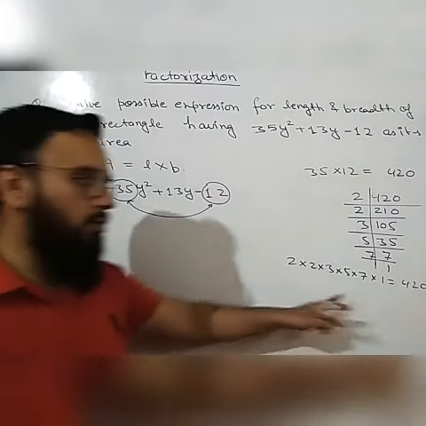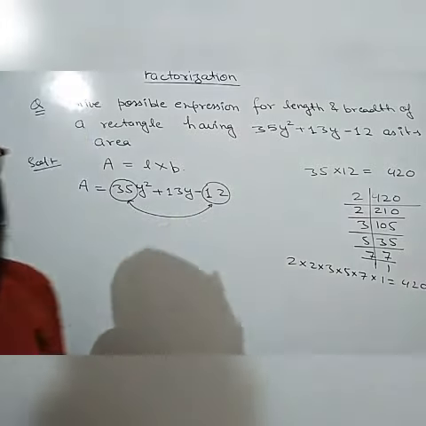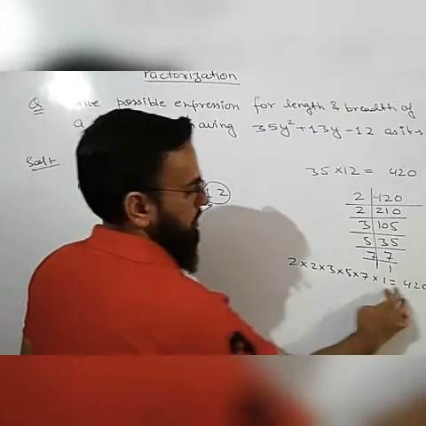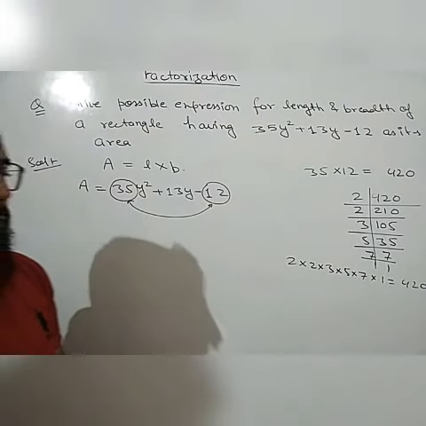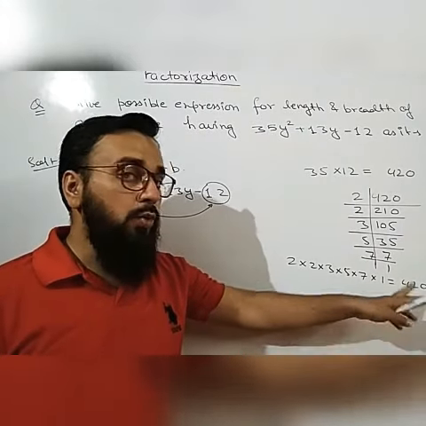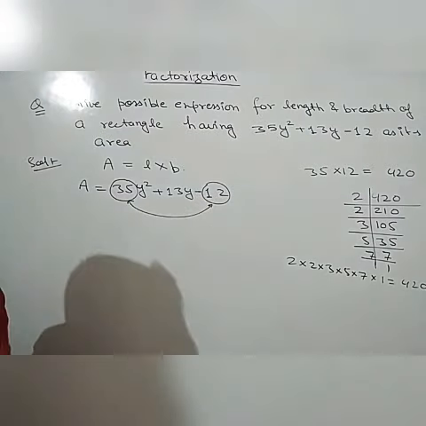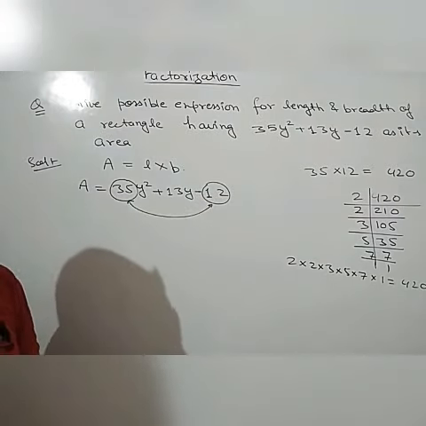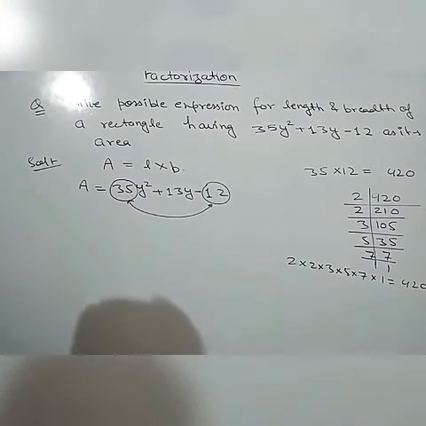Okay, these are the factors of 420. We can express it in this way. Now from these terms, we have to select two numbers in such a way that their product is 420 but, because the sign is minus, their subtraction should be 13. So what can be those two numbers? Check from these numbers.